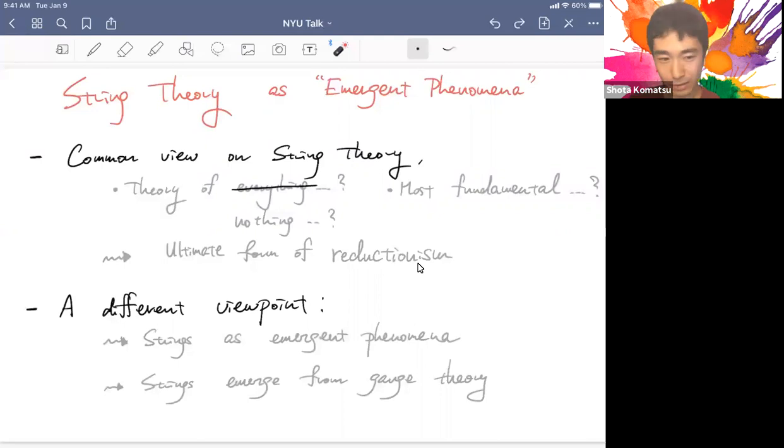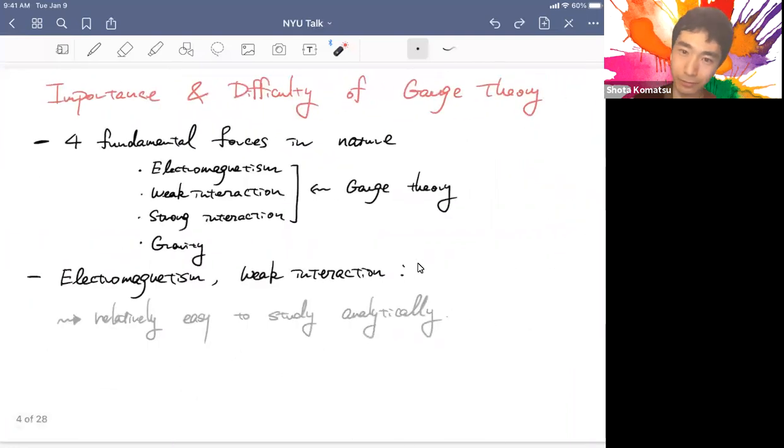However, in this talk, I want to advocate a different viewpoint of string theory, in which we view string theory as some kind of emergent phenomenon, like in condensed matter systems. In particular, I want to emphasize that the strings actually emerge from gauge theory. So in order to talk about that, I first need to give you a brief introduction to gauge theory.